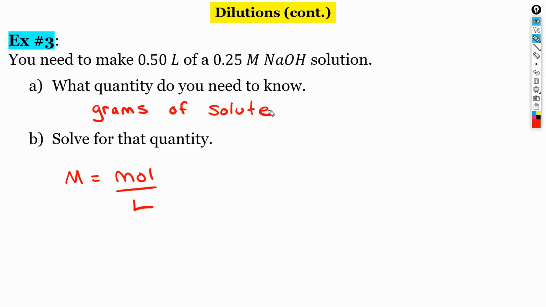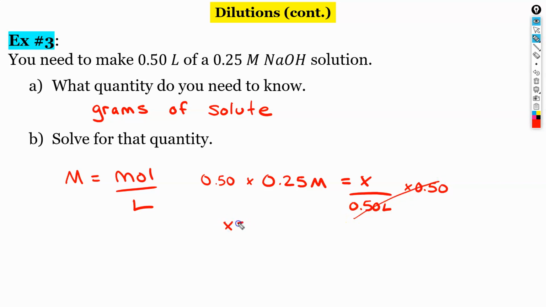All right, to solve for that, let's plug in what we have. So the molarity is 0.25 molar. We don't know the moles. The volume is 0.50 liters. So let's multiply both sides by 0.50. When I do that, I get an answer of 0.125 moles. Now we need to convert those moles to grams.